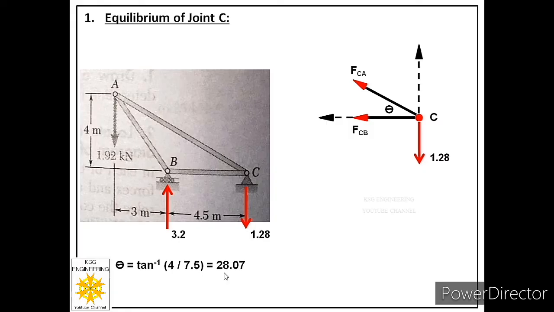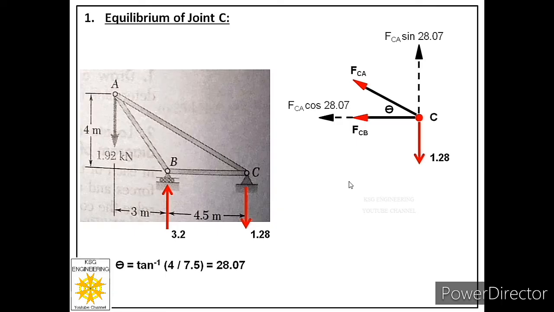It means now we can label the magnitudes of these two components. We are considering the angle of this force with the horizontal component, so this will be the cos component, the other will be the sine component. So we will label this as FCA sine 28.07 and this will be FCA cos 28.07. Now you can see we are ready with the free body of joint C.